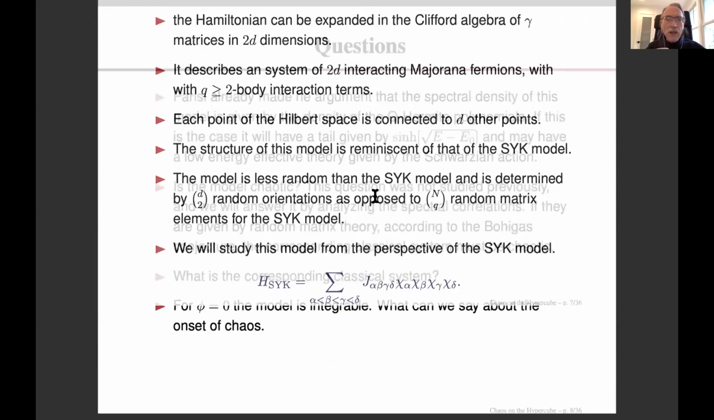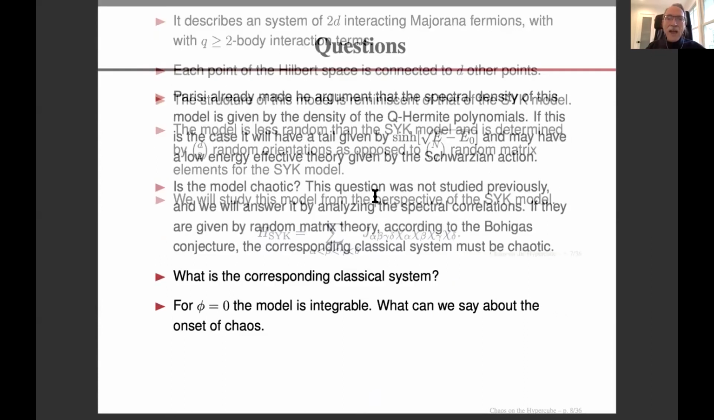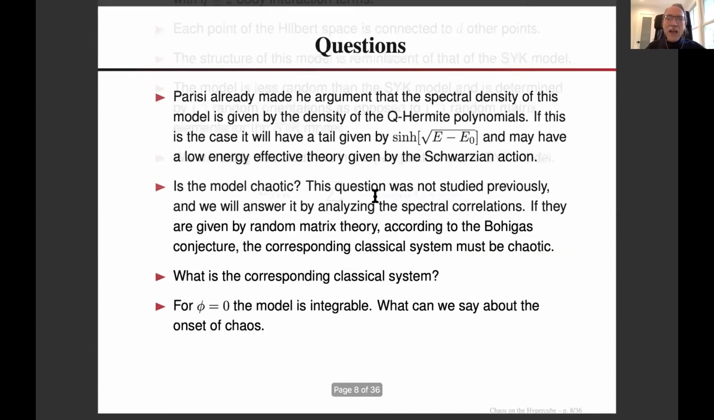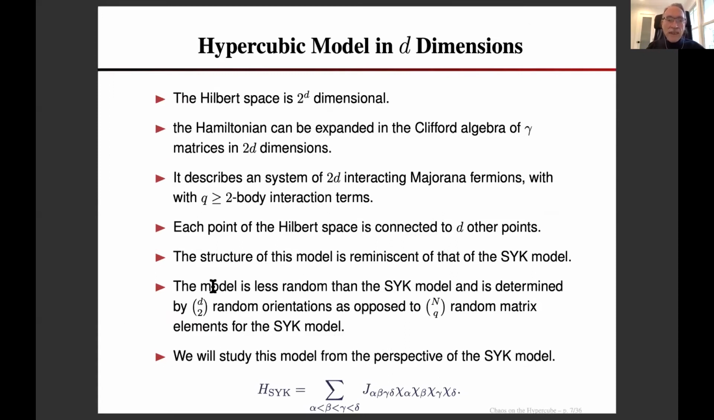So the model reminds you of an SYK, but it is less random. There are only d/2 random orientations, as many as you have phases, while in the SYK model, you have n^q/q! random matrix elements, at least when q is equal to 4. This is larger than d/2.